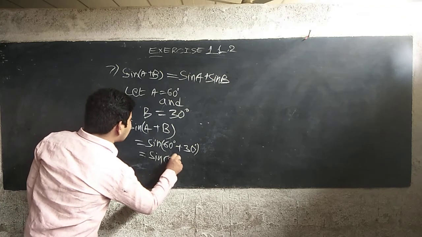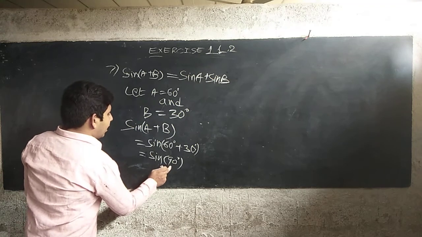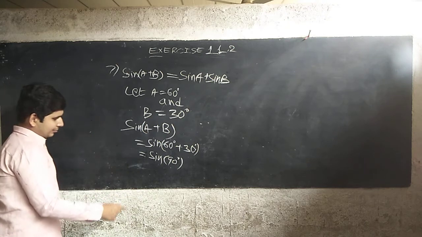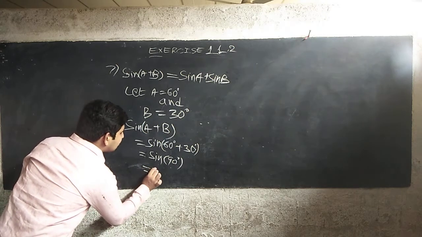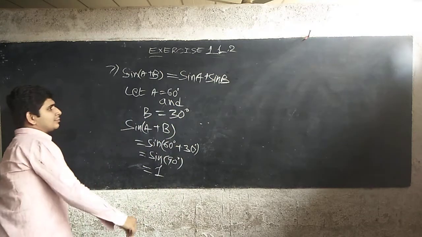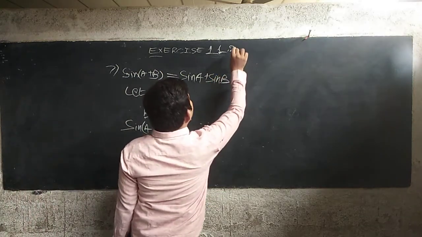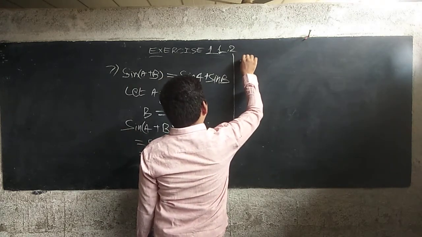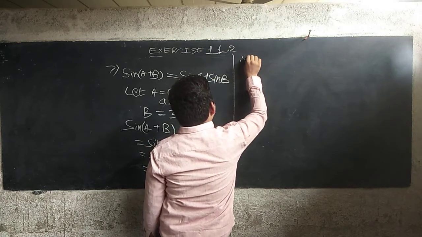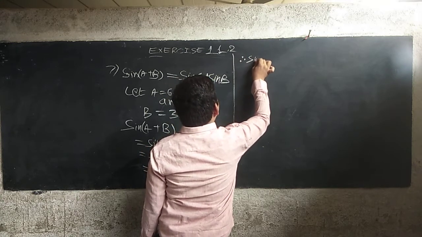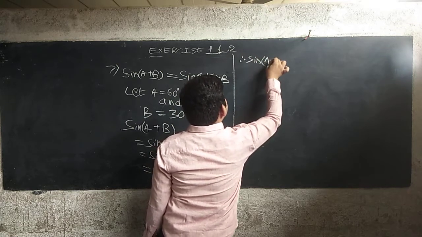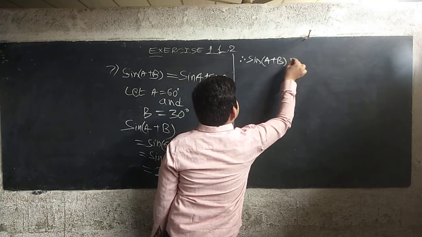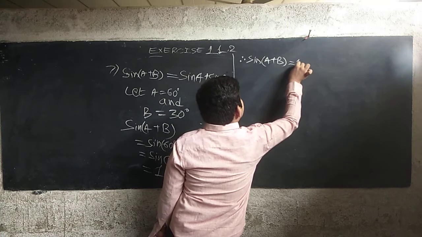Now 90 came, so we have to apply the sine trigonometric value to obtain the answer. Sin 90 equals what? 1. Sin 90 equals 1. Therefore sin of (A plus B) equals 1. This is equation number 1.